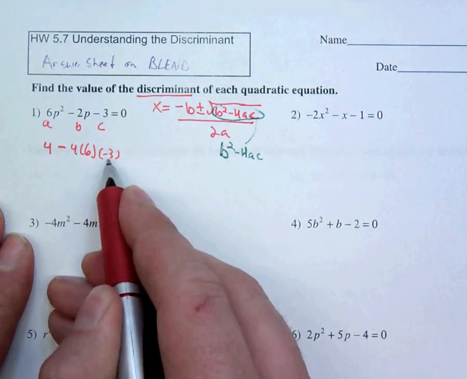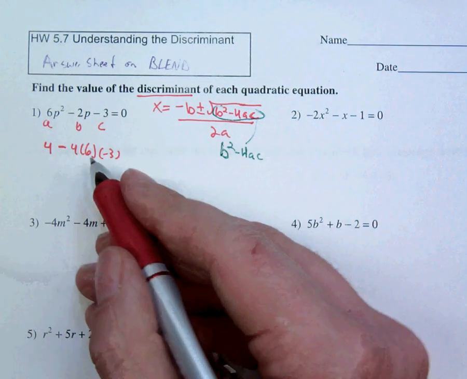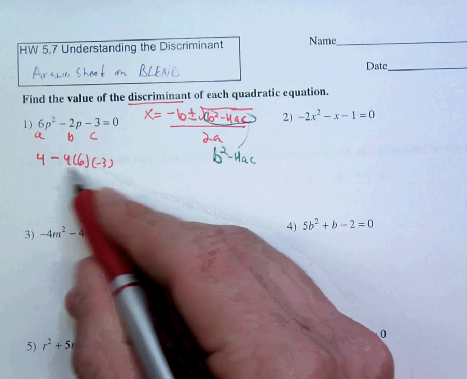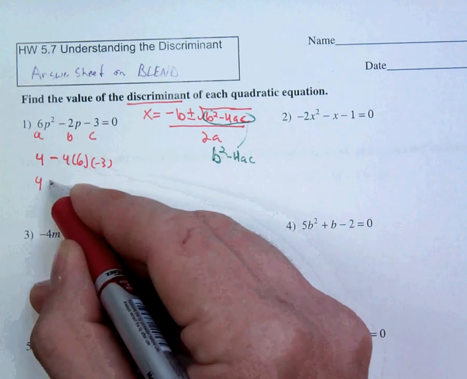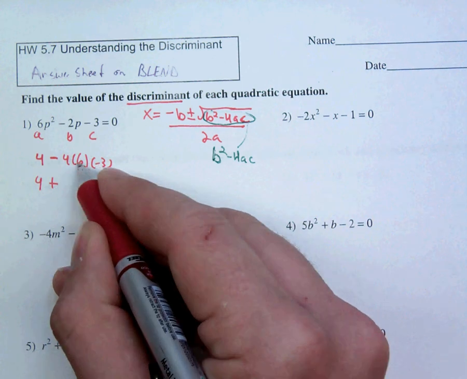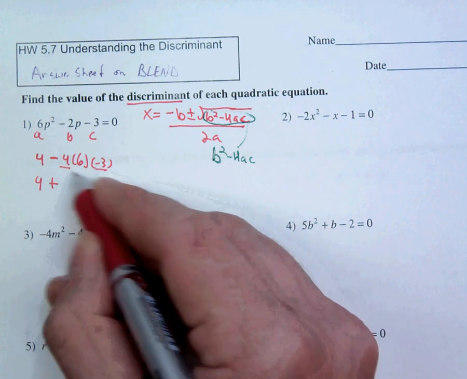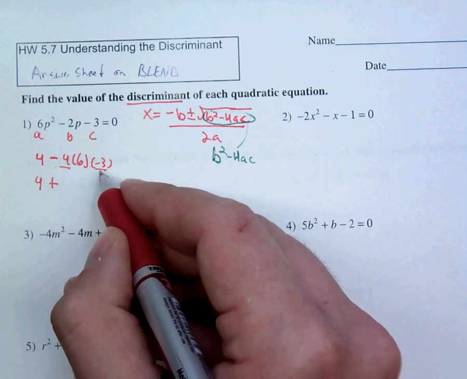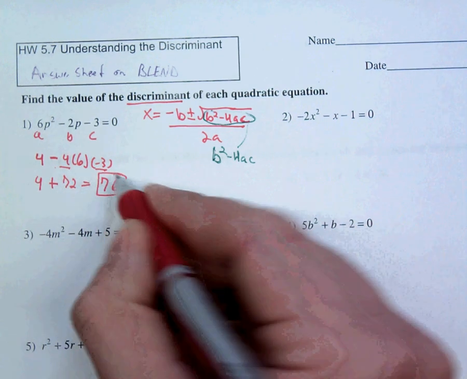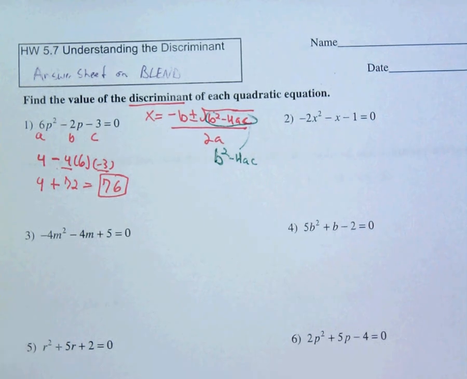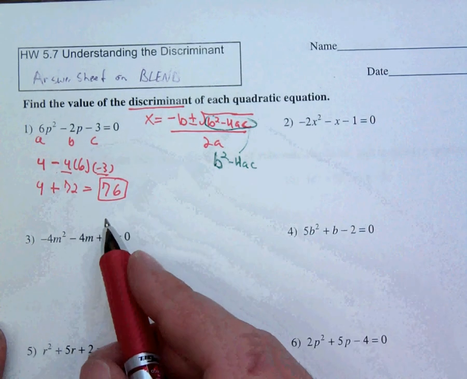Here we have a negative times a negative. I like to multiply the negative times the negative first. I usually think it's a little bit easier. We get 4. Negative times the negative is a positive. This is 12 times 6. 12 times 6 is 72. And so the discriminant is 76. That is the value of the discriminant. And the directions don't ask us to do anything more with it.